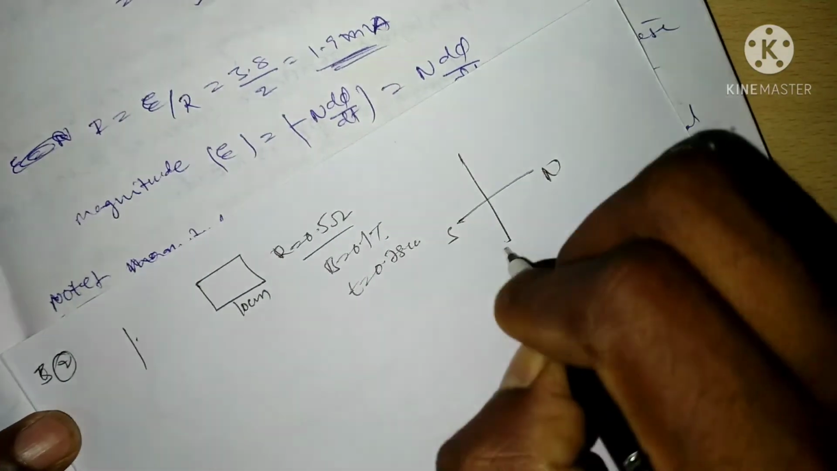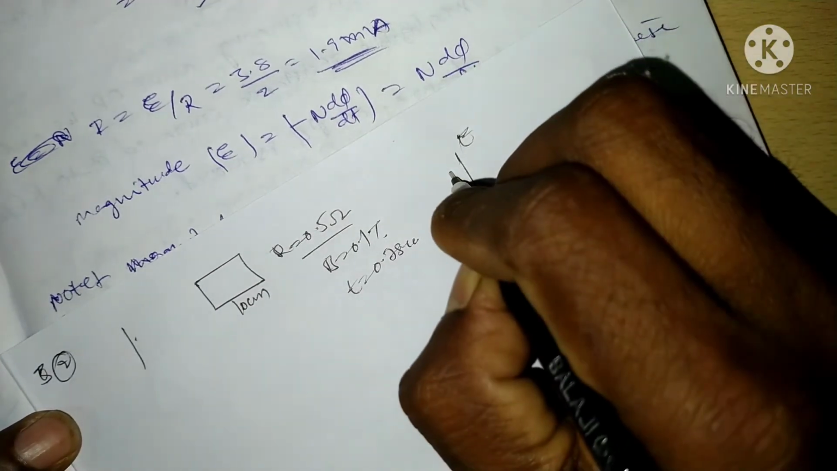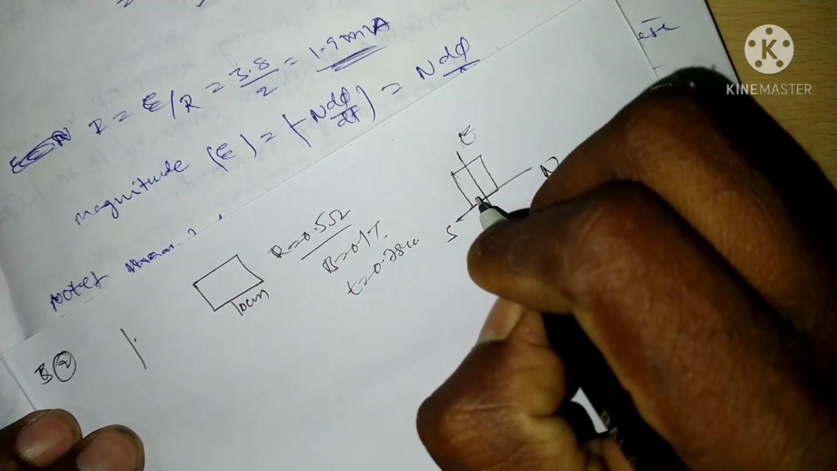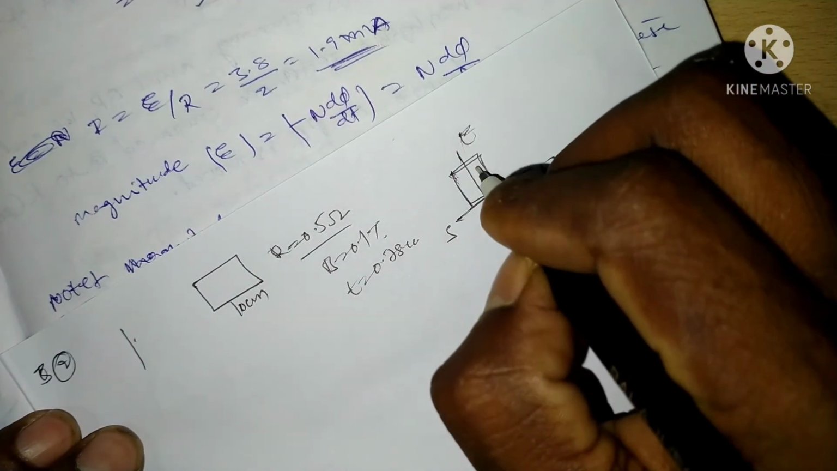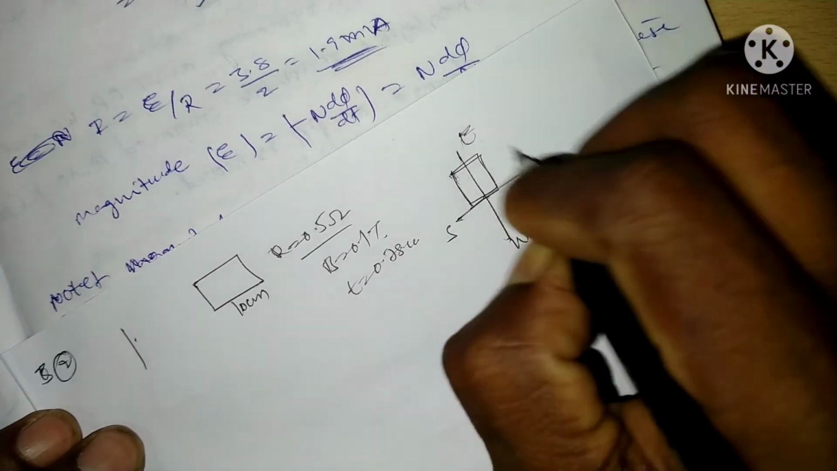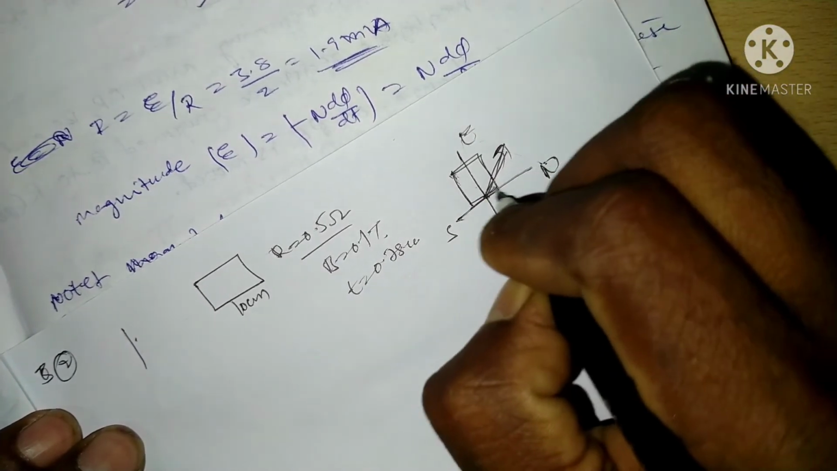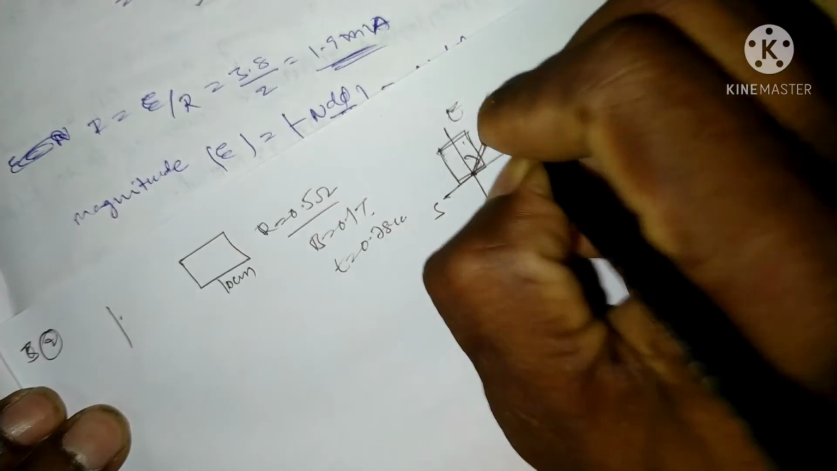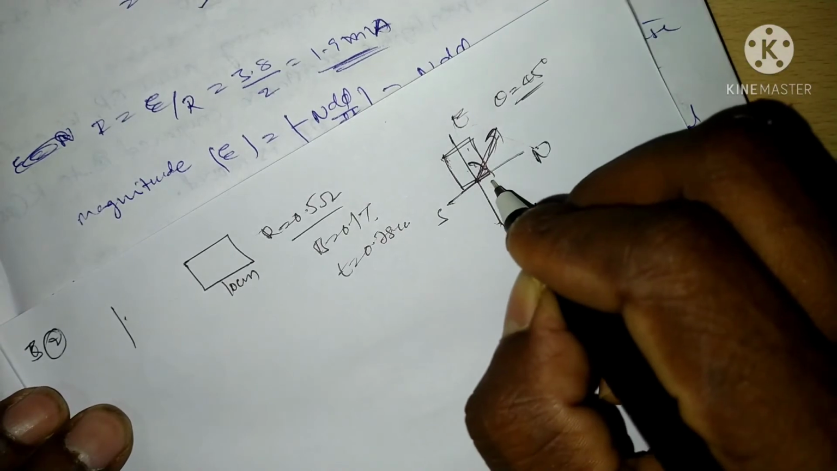Here are the directions: north, east, west and east. The square loop is kept in the east direction, and it can rotate in the north to east direction. This angle is 90 degrees, and this angle theta is equal to 45 degrees. Here this is 45, this is 45, total is 90.